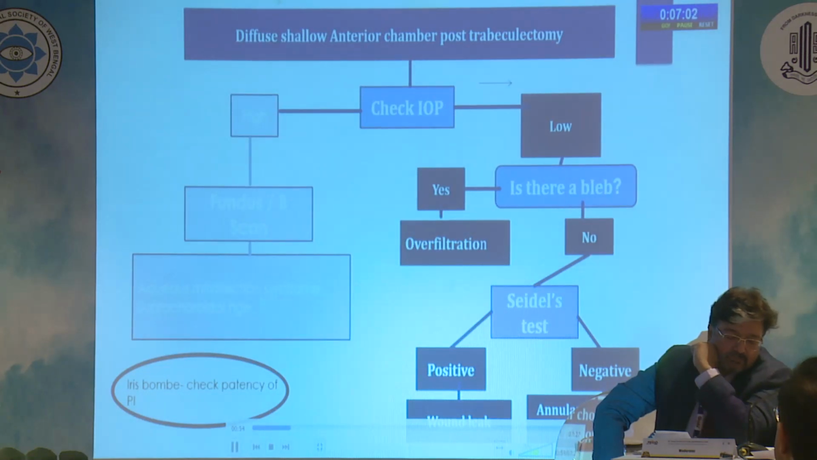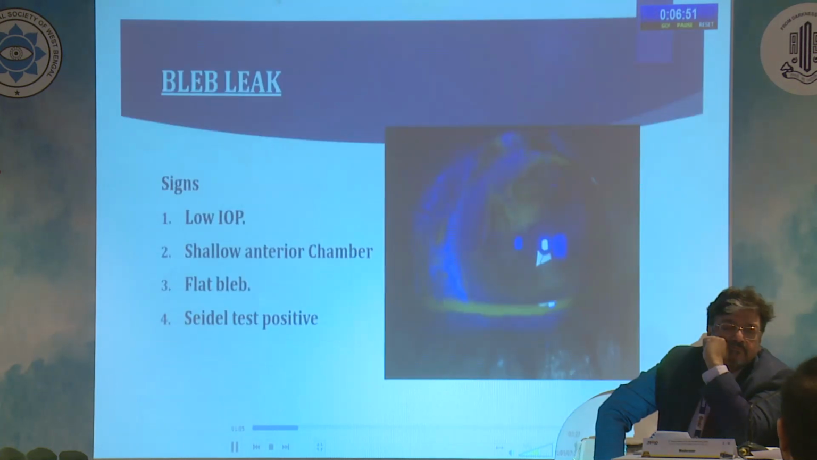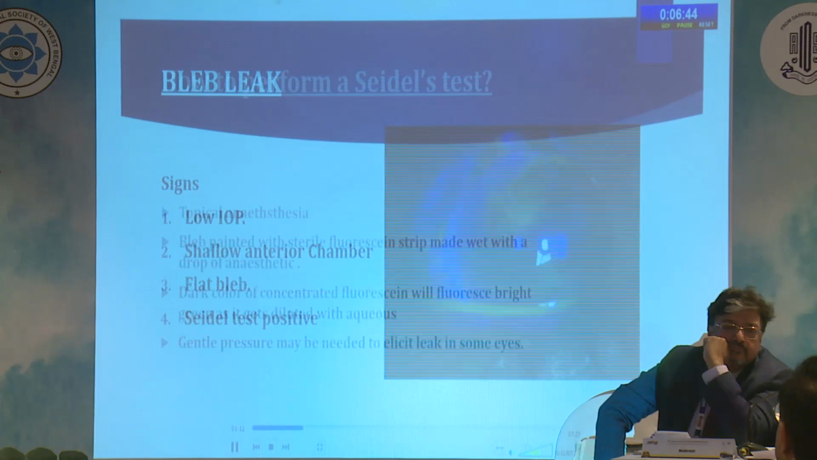The first question to address would be, is there any functional bleb? If yes, overfiltration is the apparent cause. If not, perform a Seidel's test to look for a bleb leak. What are the signs of a bleb leak? Low intraocular pressure, flat bleb, and a positive Seidel's test.